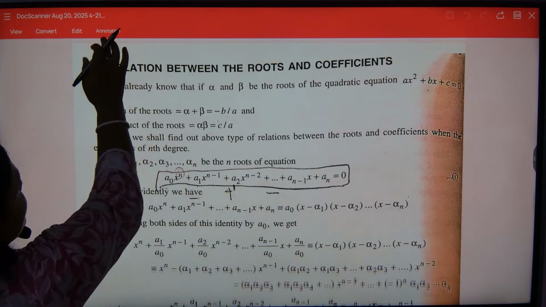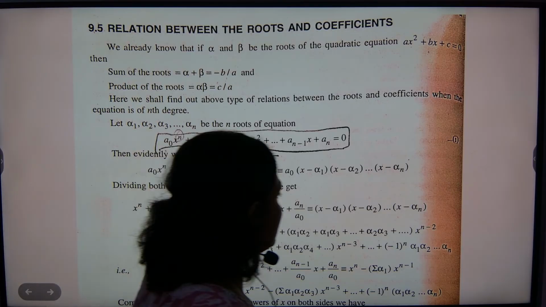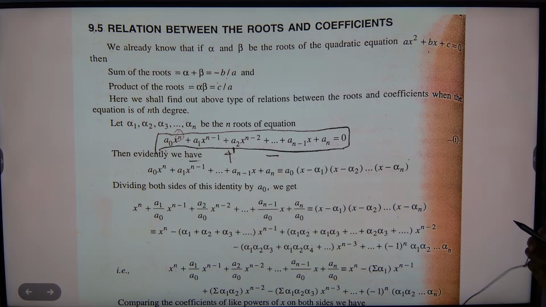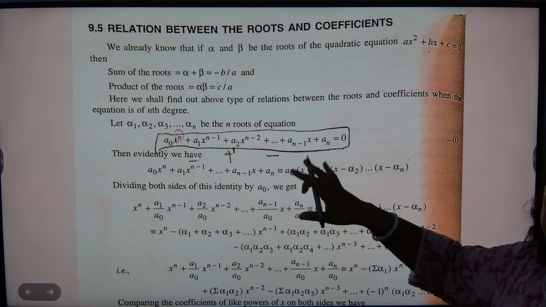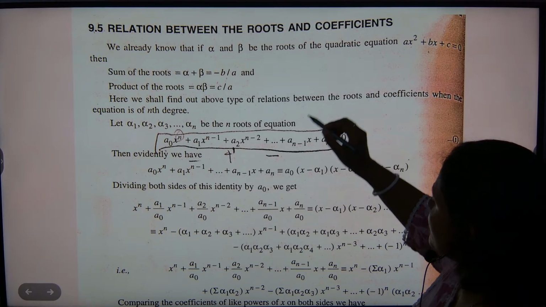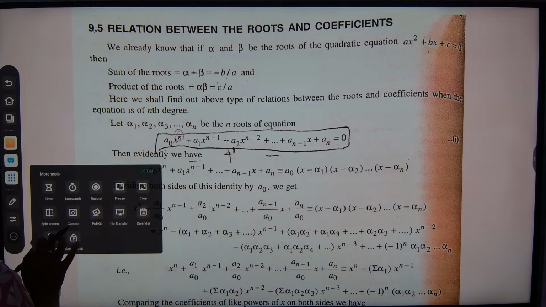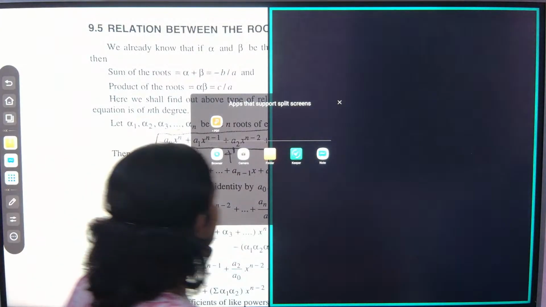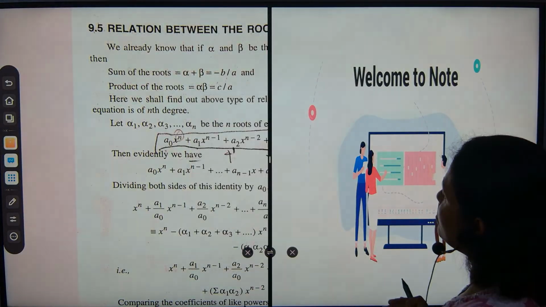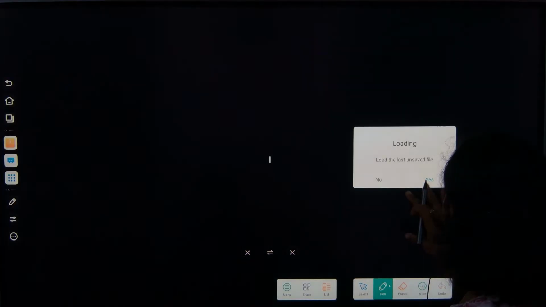Next, relation between the roots and coefficients. In class 10, class 9 we already did all this for the quadratic equation, for ax square plus bx plus c, right? It is very easy. So now you have to go through the nth root.